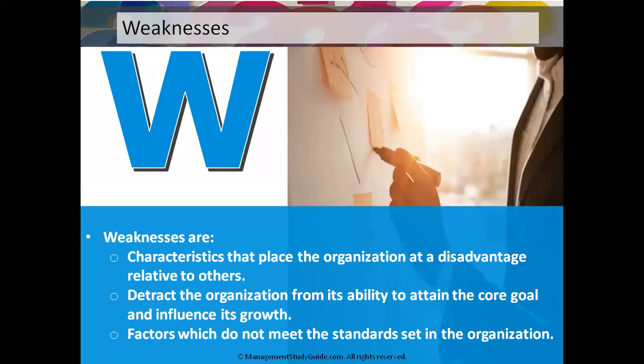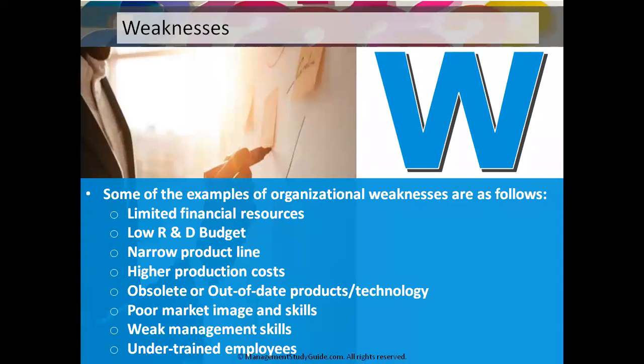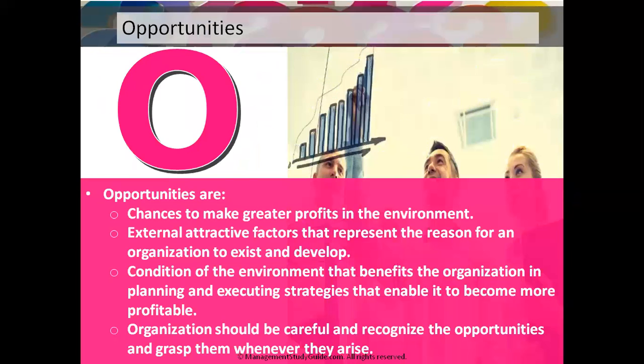Weaknesses: characteristics that place the organization at a disadvantage relative to others, detract the organization from its ability to attain the core goal and influence its growth. Factors which do not meet the standards set in the organization. The examples are limited financial resources, low research and development budget, narrow product line, higher production costs, obsolete or out-of-date product or technology, poor market image and skills, weak management skills, and under-trained employees.